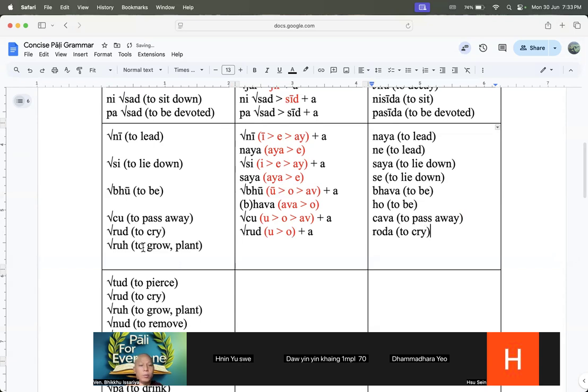Okay. So the same way, ruha. Ruha also, ru, ruha and the a, but the middle vowel of the root u changes to the o. In this way, we have roha. Roha means to grow or to plant.